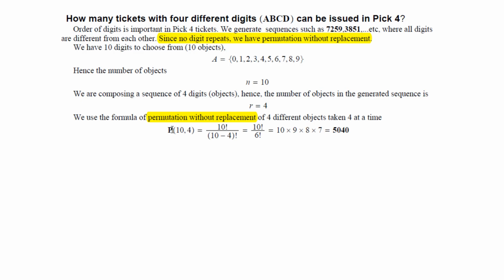We can apply the formula of permutation of 10 digits taken 4 at a time, which is 10 times 9 times 8 times 7, which is 5040 tickets of this form that can be issued by the corporation in Pick 4.